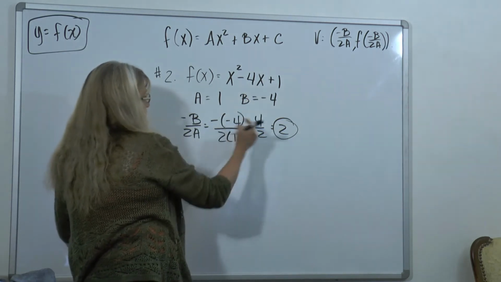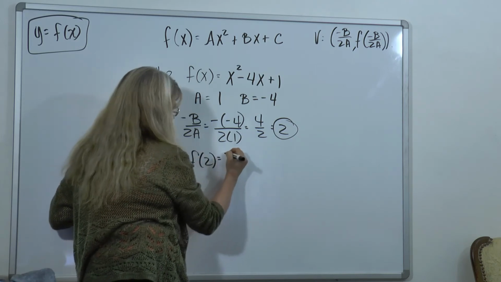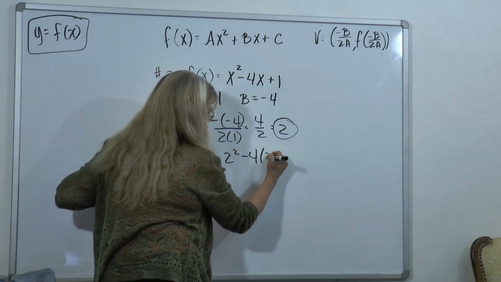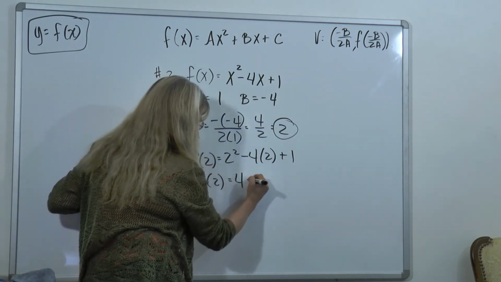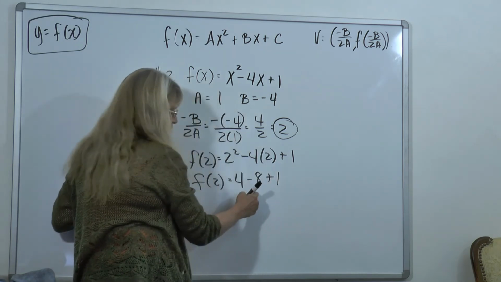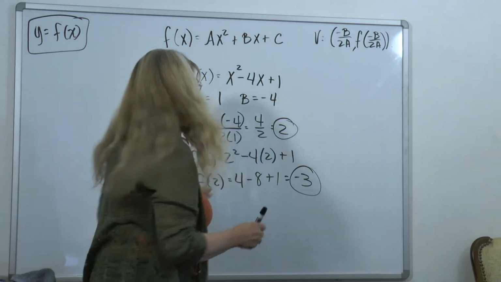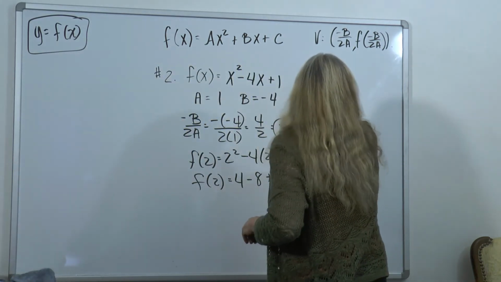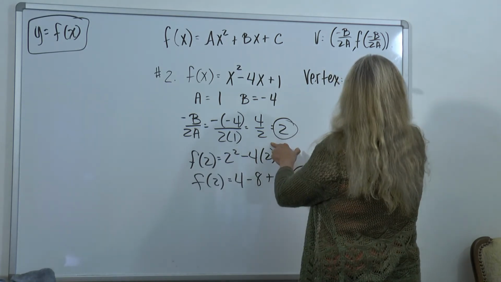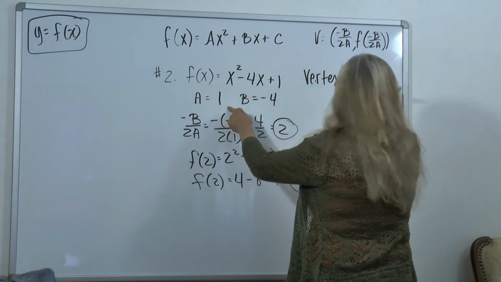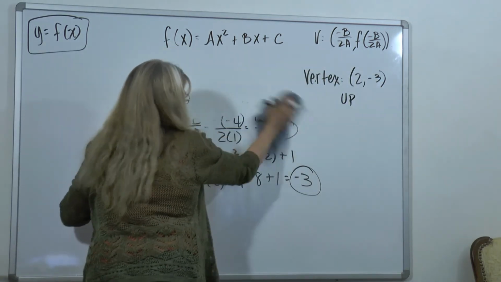Now to get the y value, just put this into the function. So we find f at 2. So we have 2 squared minus 4 times 2 plus 1. So that's 4 minus 8 plus 1. So that's negative 4 plus 1 is negative 3. Okay, that's reasonable. We'll graph this one. Okay, so our vertex is 2, negative 3, and since A is positive, it's going to open up. Okay, so let's graph this bad boy.